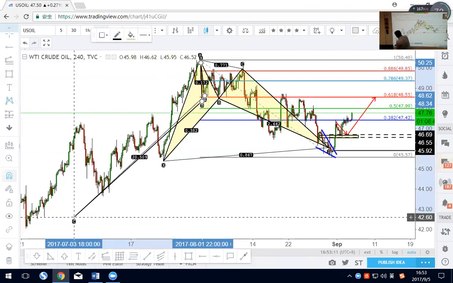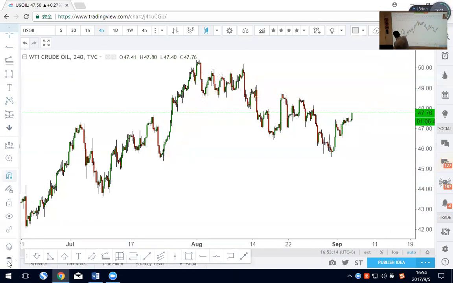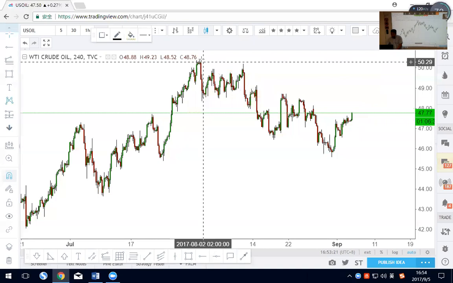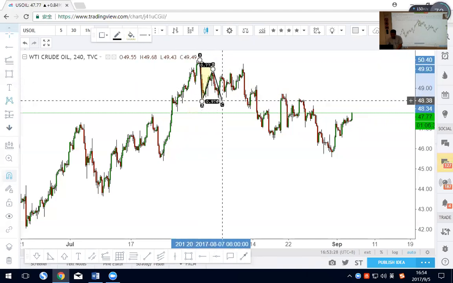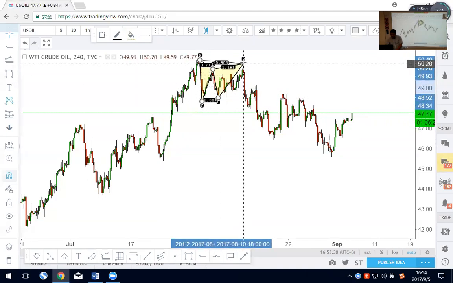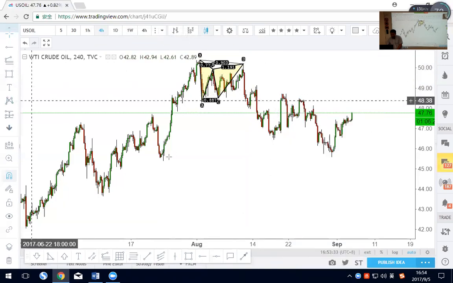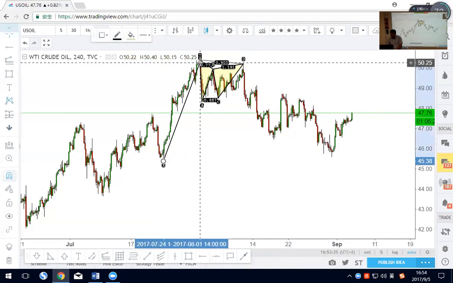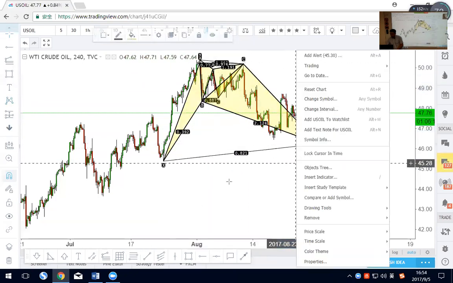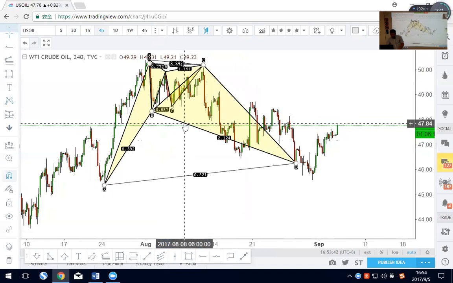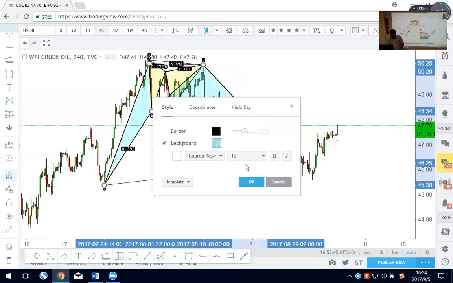Okay, sorry. Let me just draw from the computer, is that better? Okay, we see a bearish Gartley pattern here from here. This is a bearish Gartley pattern, right? And we see another bullish bat pattern. And this is what we call the harmonic combination. So let me just highlight the color.